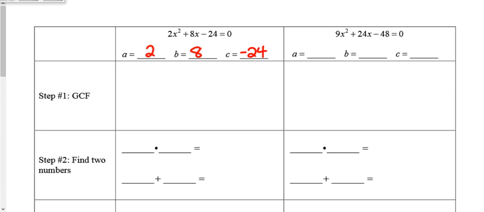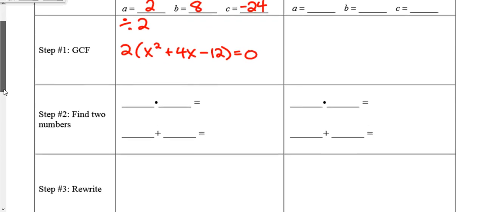So remember, our first step is to decide, can you divide each of those numbers by the same value? And we can. We can divide them all by 2. So what I'm going to do is put a 2 on the outside of parentheses and divide each of those numbers by 2. So that would give me a 1x squared plus 4x minus 12. We skipped that step last time, but this time it is important.